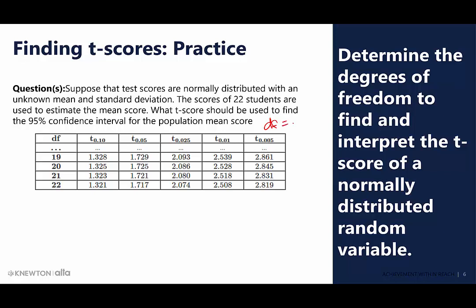Degrees of freedom for this should be 22 minus 1, so that gives us degrees of freedom of 21. If the confidence level is 95%, that means alpha is 0.05, which indicates that alpha over 2 is 0.025. I took 0.05 divided by 2, so alpha over 2 is 0.025. So we're looking for the t-score that has degrees of freedom of 21 and is t sub 0.025. The answer is 2.080.